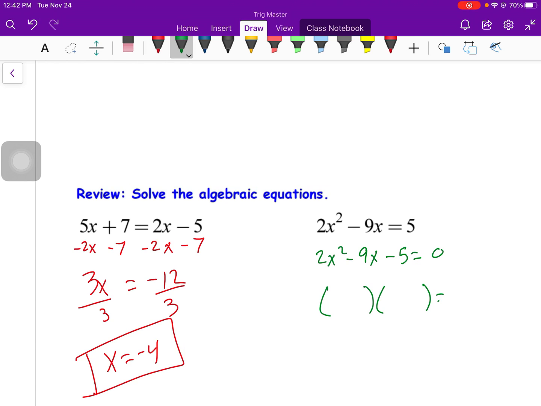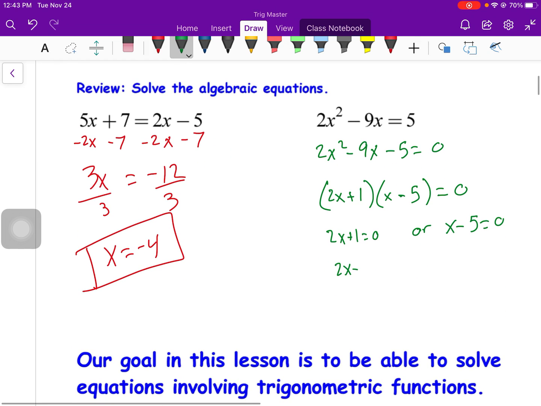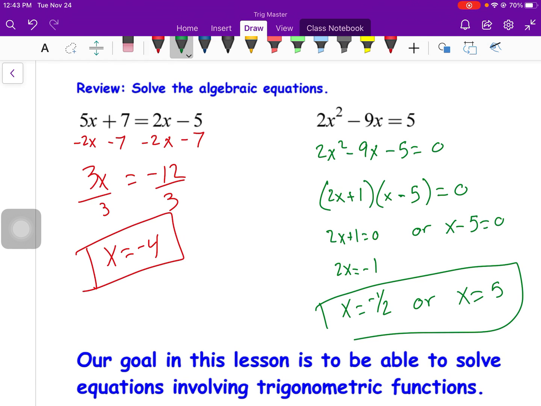This one does factor. I know I'd have a 2x and an x, then I need to have a 5 and a 1 to make that 5. It's going to have to be negative. I'm going to put the negative in front of the 5 so that when I FOIL, the outside gives me the negative 10x plus 1x gives me that negative 9x. So then either 2x plus 1 equals 0 or x minus 5 equals 0, which means that 2x equals negative 1. So x equals negative 1/2, or x equals 5 if I added 5 to both sides.